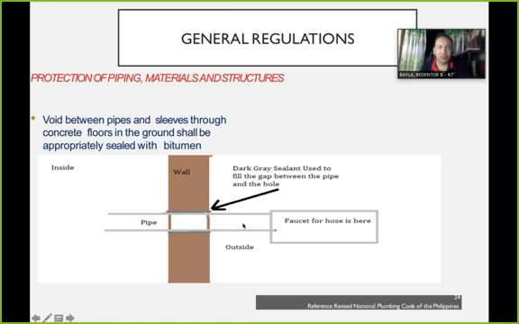So, protection of piping materials and structure. You have what we call here the sleeves. Lagyan ng sleeve. So the void between pipes and sleeves, so concrete doesn't fall in. The standard is no longer plastic. Most of the things I encounter should be metal sleeves. Hira na lang yung plastic unless allowed by your project management.